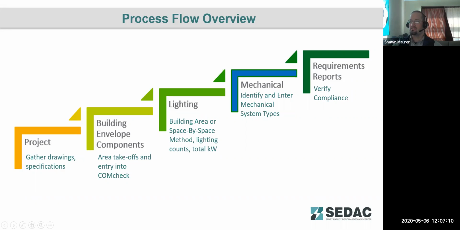You did have a question. COMcheck and REScheck both are phasing out the desktop versions of COMcheck and REScheck, and they're moving eventually towards only having the online data entry for those programs. And the reason they're doing that is, one, it allows them to store an online database of buildings and things for data mining and research purposes. And two, it's easier for them to maintain one program set than it is to maintain both desktop versions and the online versions.